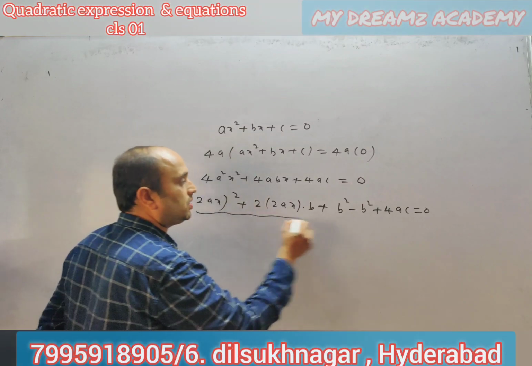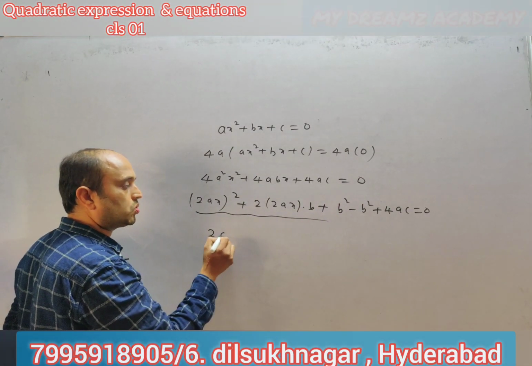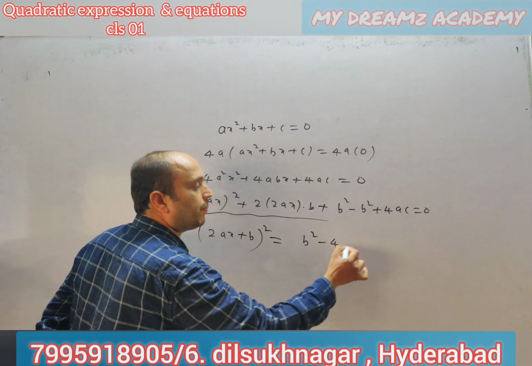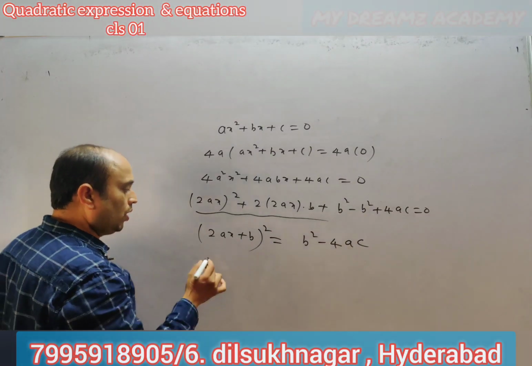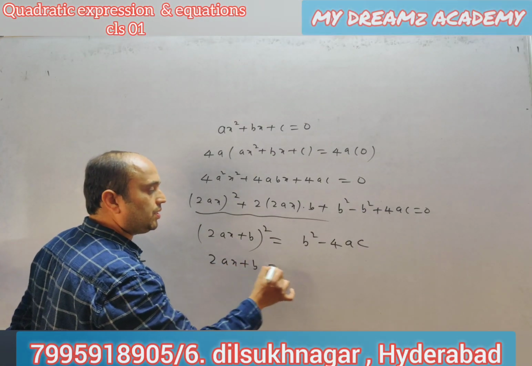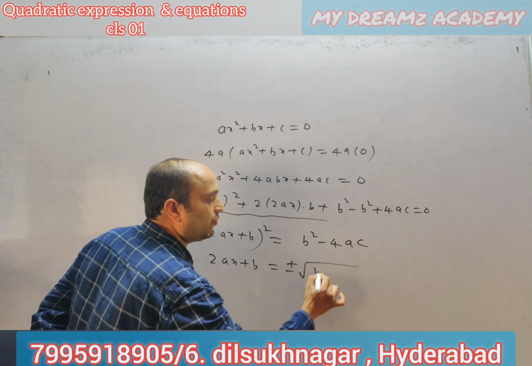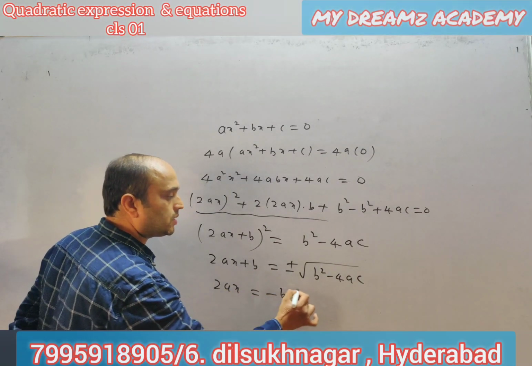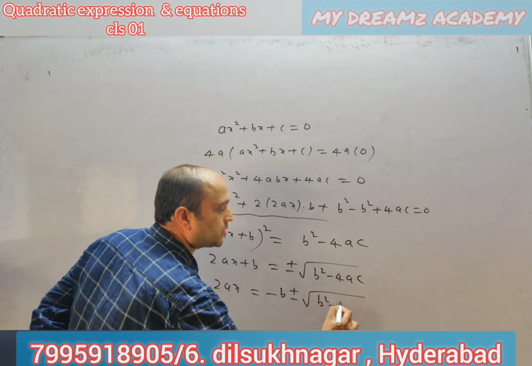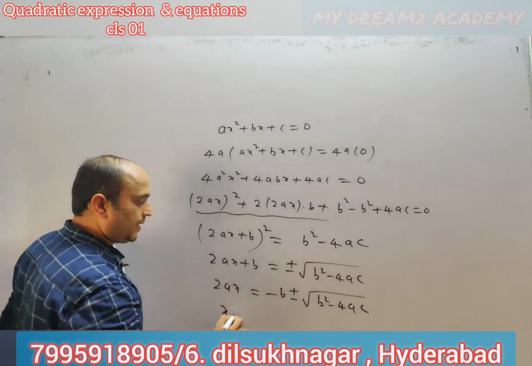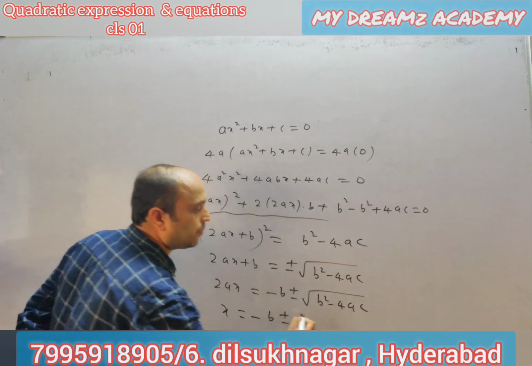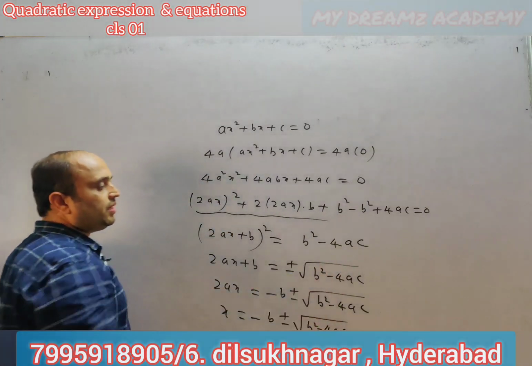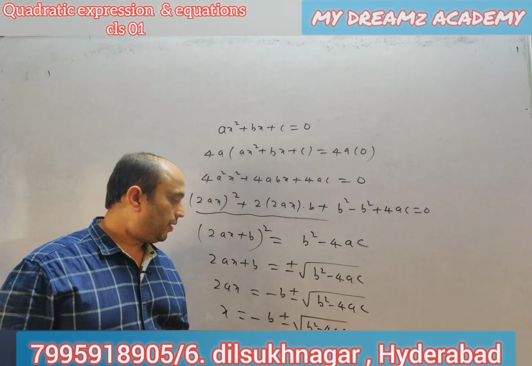Actually the first three terms are in the form of a plus b whole square. So 2ax plus b whole square is equal to b square minus 4ac. Now 2ax plus b is equal to plus or minus under root of b square minus 4ac, or 2ax is equal to minus b plus or minus under root of b square minus 4ac. So x is equal to minus b plus or minus under root of b square minus 4ac by 2a. These are the two roots of the quadratic equation.